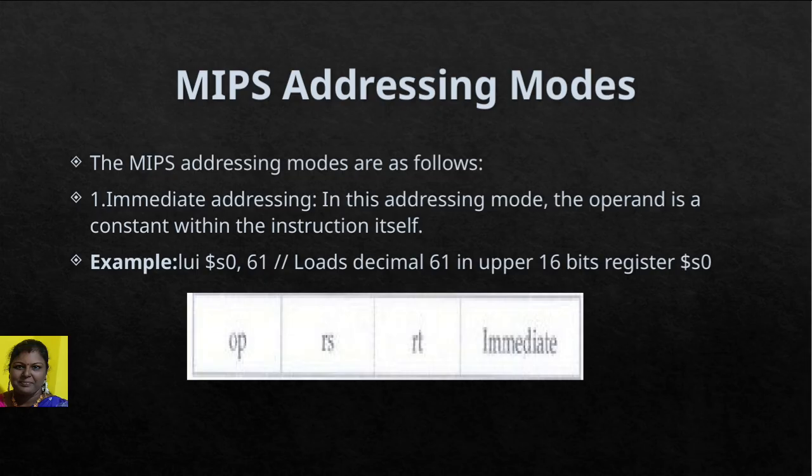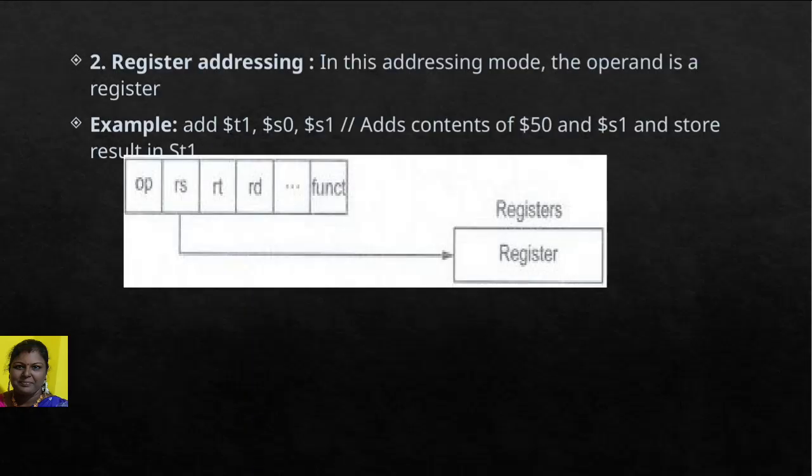Next, we have register addressing. This mode uses registers directly as operands. For example, when we say add T1, S0, S1, we're adding the values stored in registers S0 and S1. Then, the result goes straight into T1. It's a fast, efficient way to work with data already inside the processor, avoiding slower memory access. This makes register addressing a key tool for quick calculations.